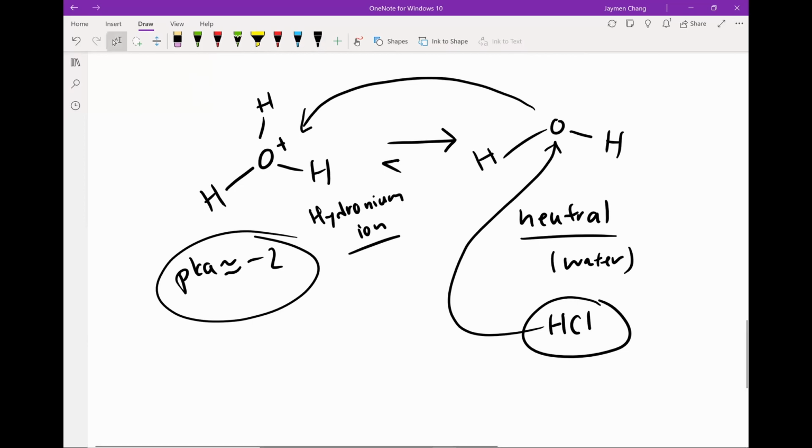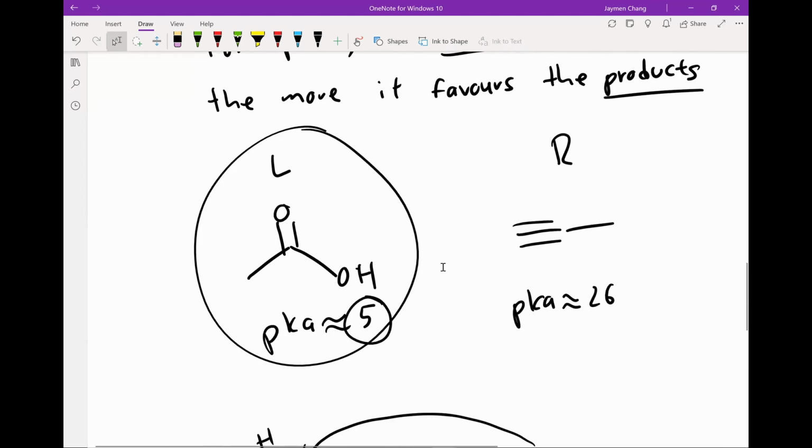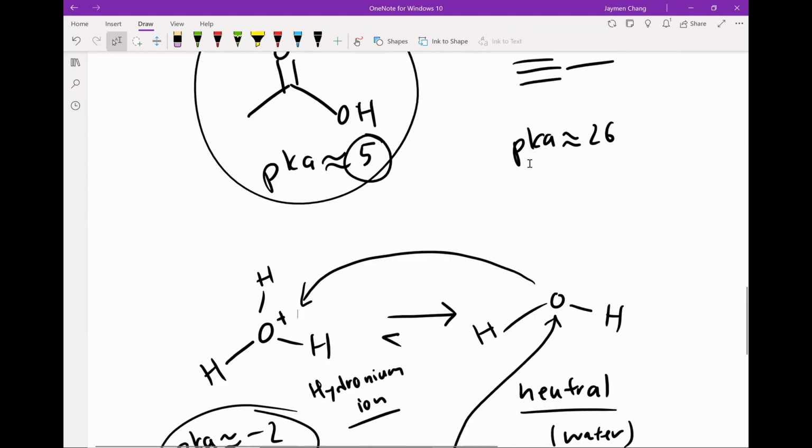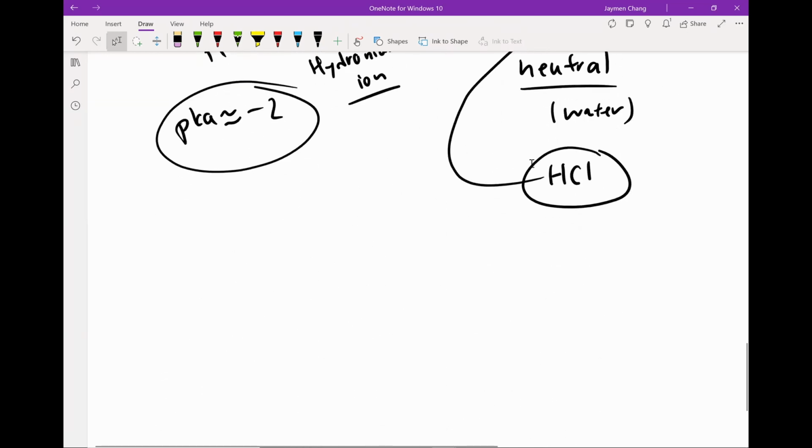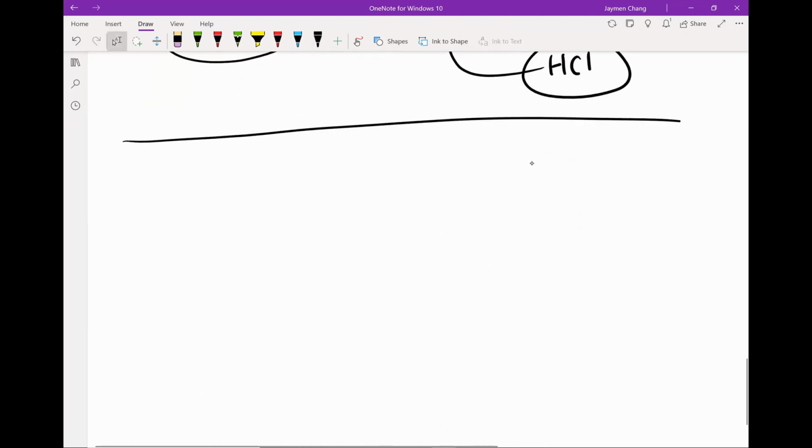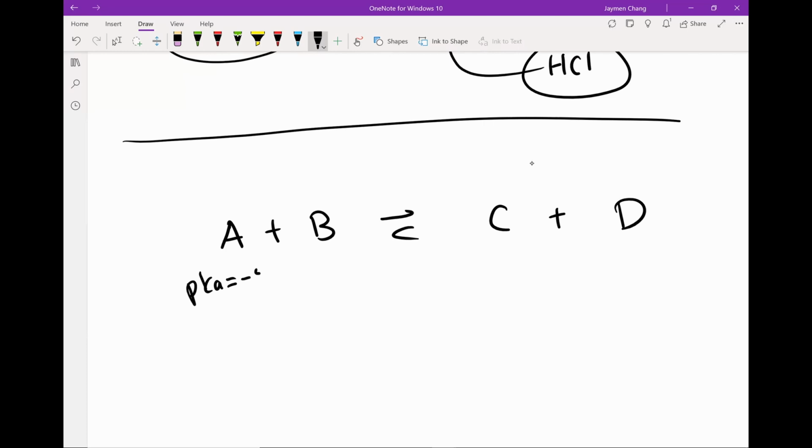Okay. So how can we determine this if there are two pKa's? Let's say there's two things fighting against each other. Right now, we can just see these sorts of things, but what if they're fighting against each other? This is a little trick I like to use. Let's say we have A plus B, and we're fighting between C and D. We say that the pKa of A is equal to -5, and the pKa of D is 3.